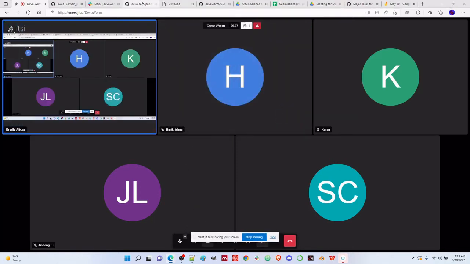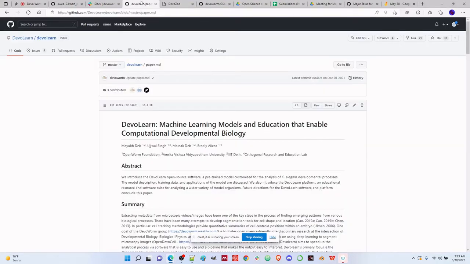So we have some of the data sets. I know I sent a link to Jiahang and Wataru about some of the data sets they might use for the graph neural networks. This paper here, which is the DevoLearn paper, is something that we wrote as a technical paper for the DevoLearn release.